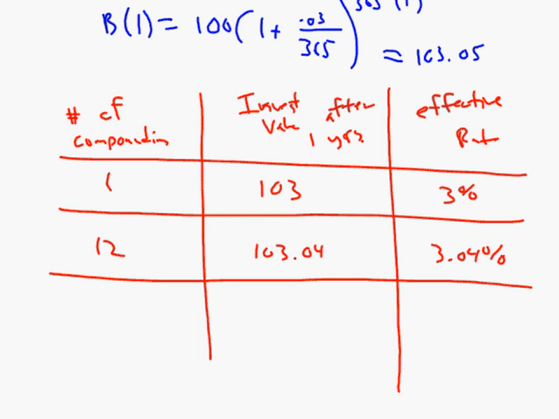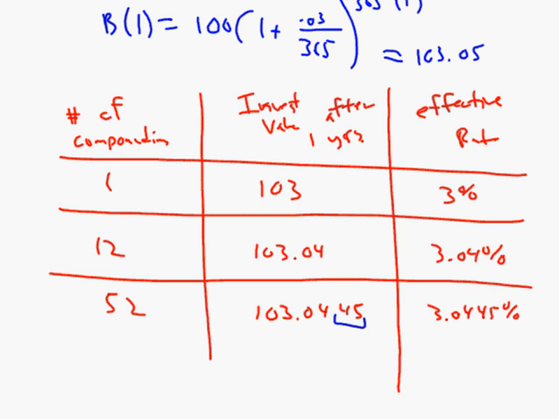What happens when we went to 52? When we went to 52, we end up with this number, $103 and 4 cents, and I'm showing you these extra decimals here just so you realize it almost rounded up. Okay? It doesn't round up on a $100 investment, but if we were to double it, it might. What do you end up with? You end up with a 3.0445% effective rate.